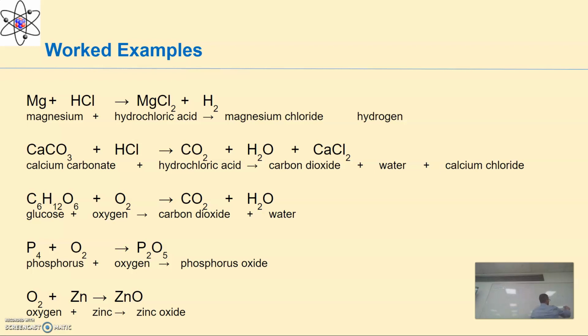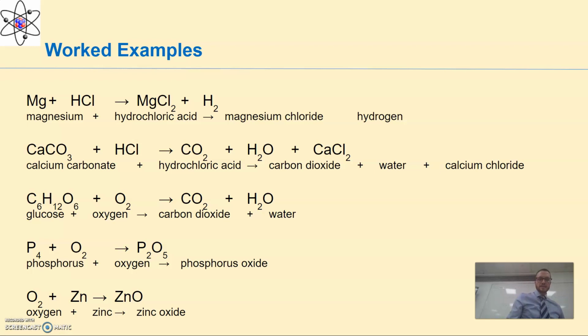Go for my hydrogen next. I've got 1 on this side, I need to double that, so I'm going to put a 2 in front of there. That doubles that, but it also doubles that, and my reaction becomes balanced. I would lastly put in states. So I'd have solid, aqueous because it's a solution, aqueous, and gas.